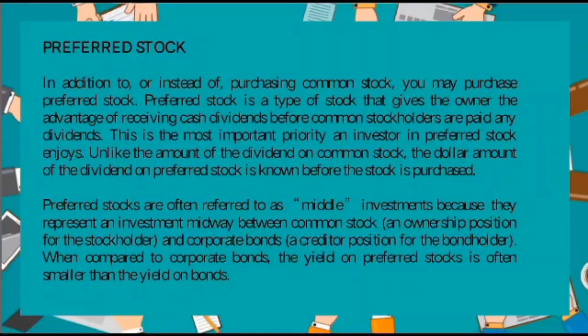Preferred stocks are often referred to as a middle investment because they represent an investment midway between common stock, an ownership position for the stockholders, and corporate bonds, a creditor position for the bondholders. When compared to corporate bonds, the yield on preferred stock is often smaller than the yield on bonds.